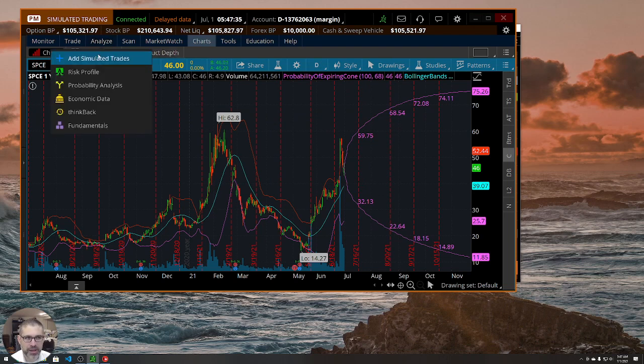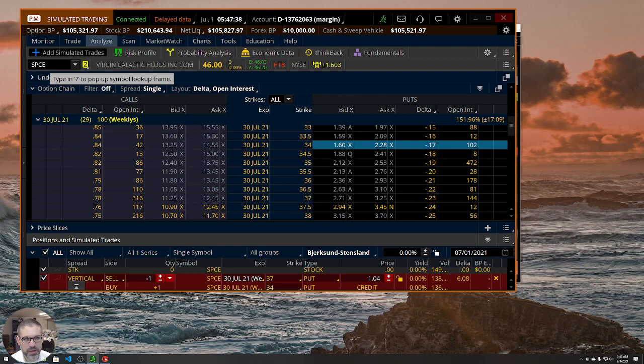Go to the Analyze tab, go to Add Simulated Trade. We're going to type SPCE into the ticker box here. We're going to twirl open the July 30th weekly expiration's options chain here with 29 days left to expiration as of today, July 1st. And then we're going to go ahead and sell the 37 put and buy the 34 put for a $3 wide short put vertical here, which would benefit from a drop in volatility should it go up more slowly than it did recently, because, wow, that was a big increase, right?